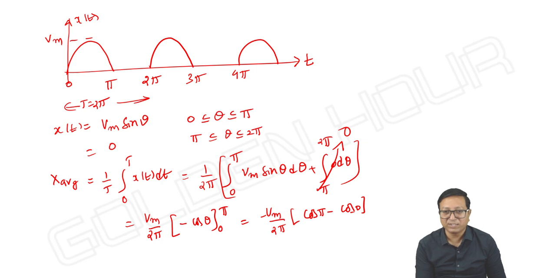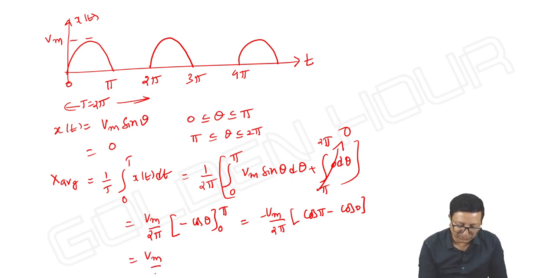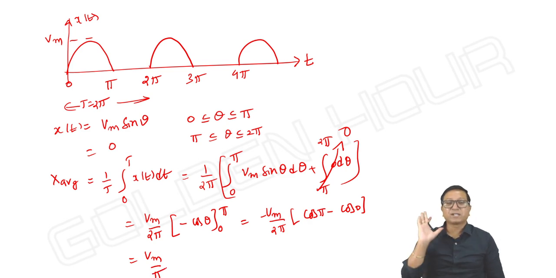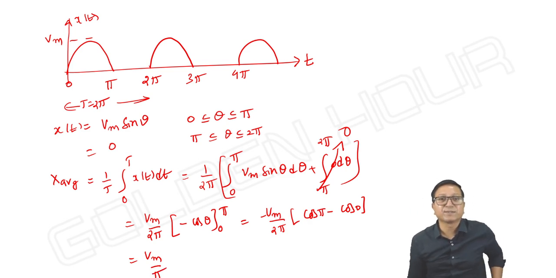Cos pi is minus 1, again minus 1, it is minus 2 Vm, minus 2 into minus 2 Vm, it is 2 Vm by 2 pi. Ultimately what we get is Vm by pi. Don't get confused with the things, friends.